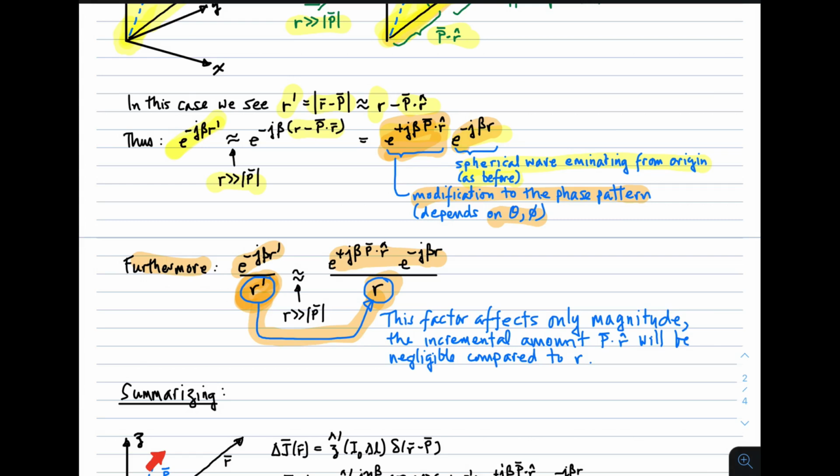And the reason we can do it in the denominator is because the denominator affects only the magnitude. It has nothing to do with the phase. And the incremental amount represented by the projected distance that we're accounting for in the phase dependence is negligible in terms of computing the magnitude. Said differently, if we move the current source by a fraction of a wavelength, we have to account for the phase. But moving the source point by a fraction of a wavelength has hardly any effect on the magnitude. And that's what we're indicating in this approximation.